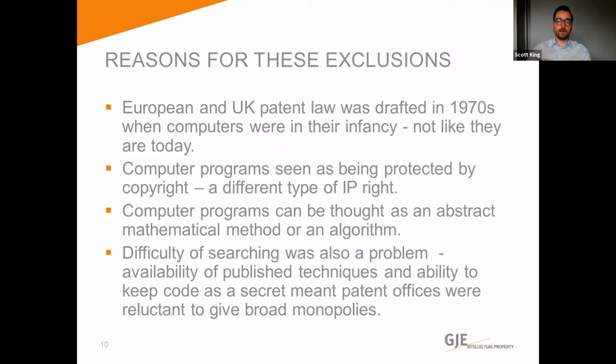Also, in the early days of computers, there was difficulty in searching, which was a problem, as the availability of published techniques and the ability to keep code secret meant that patent offices were reluctant to give broad monopolies for software, as they were unable to determine what was already known. However, as we know, computer programs these days have changed significantly since the 1970s. Copyright no longer provides sufficient protection, as it only protects the expression of the computer program. It doesn't protect the concept behind it. And searching capabilities are also now much better.